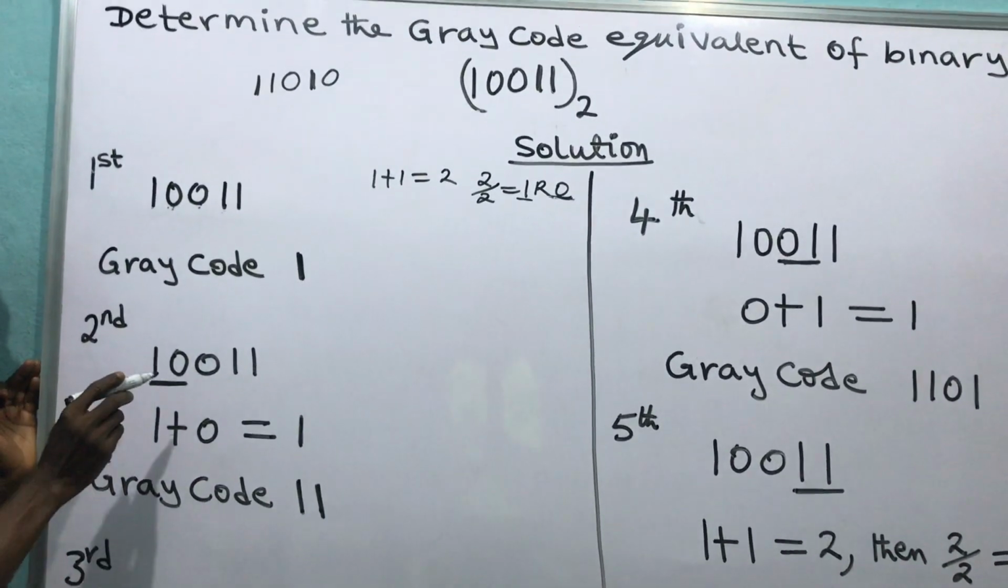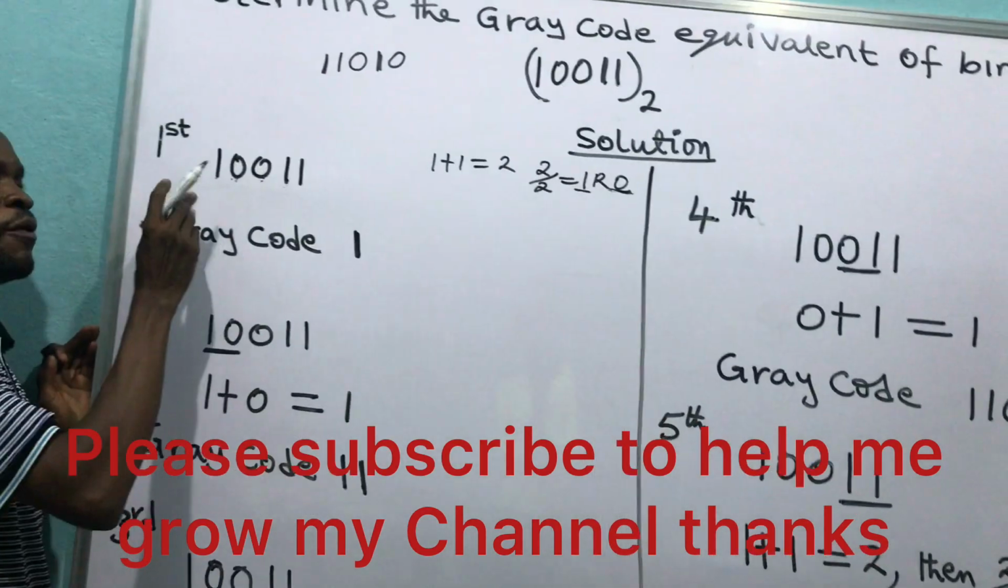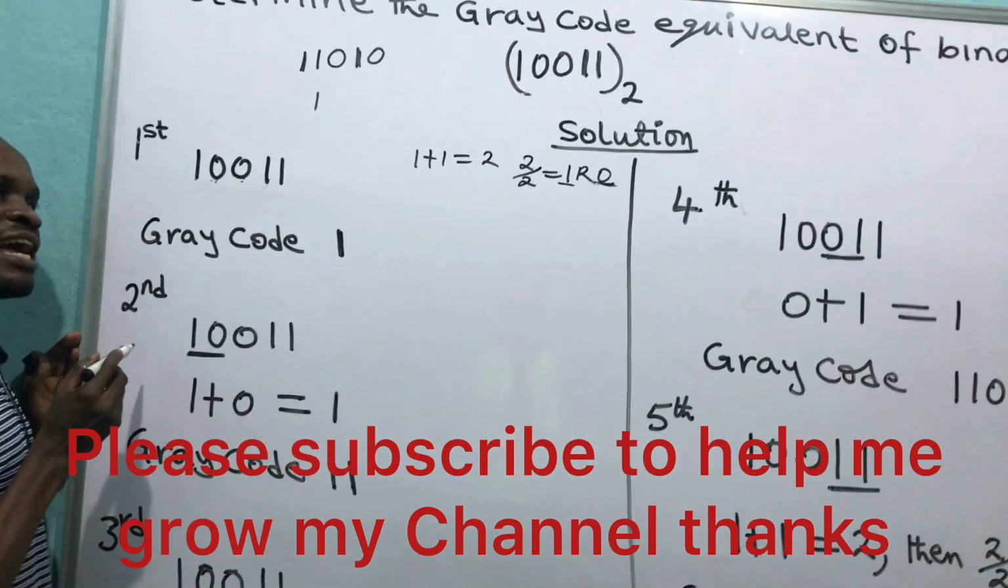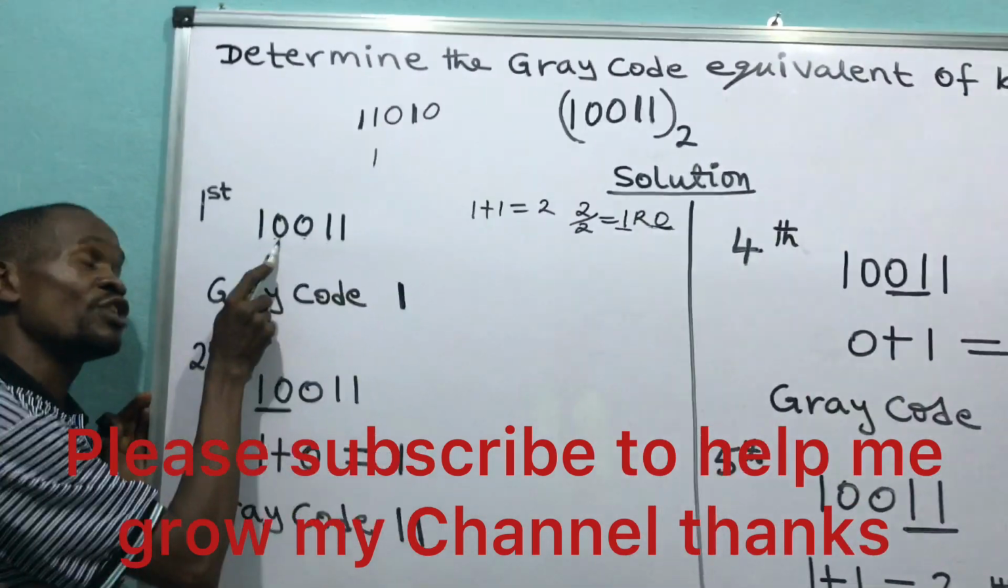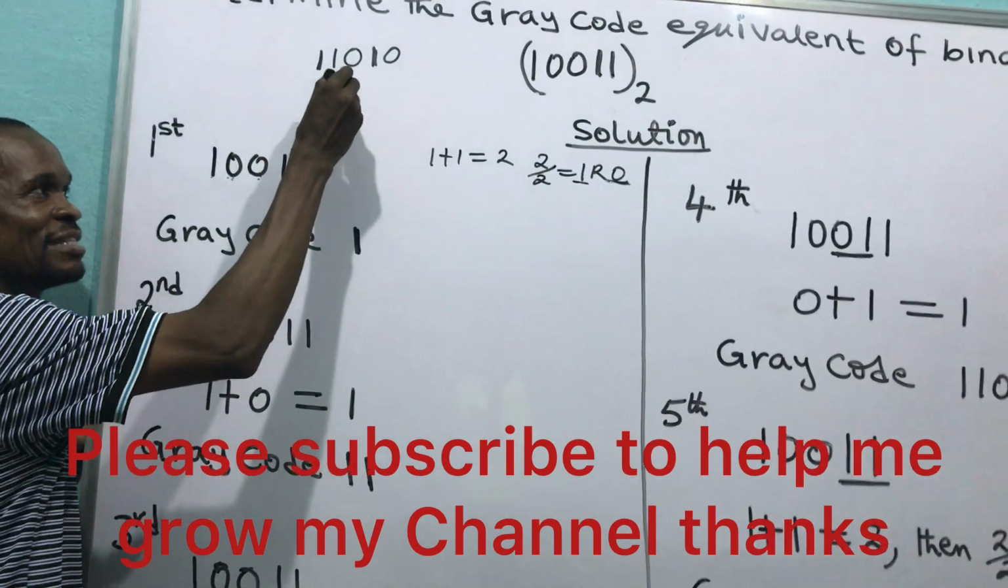I'm starting again. Look at the binary. I want to convert it to gray code. This first one is my gray code: 1. After I have done that, I will take this 1 and add it to 0. When I add it to 0, it gives me 1. That 1 plus 0 gives me 1, and that's my next gray code.